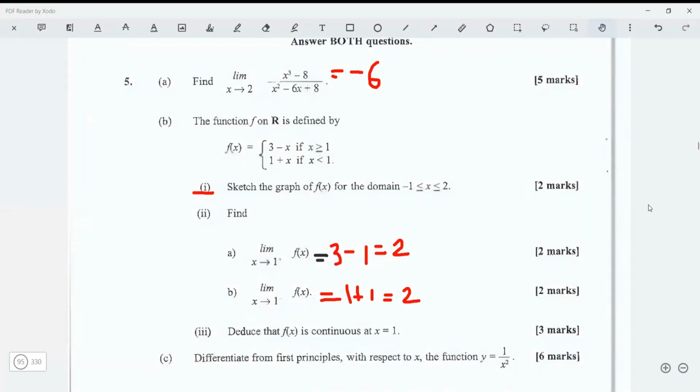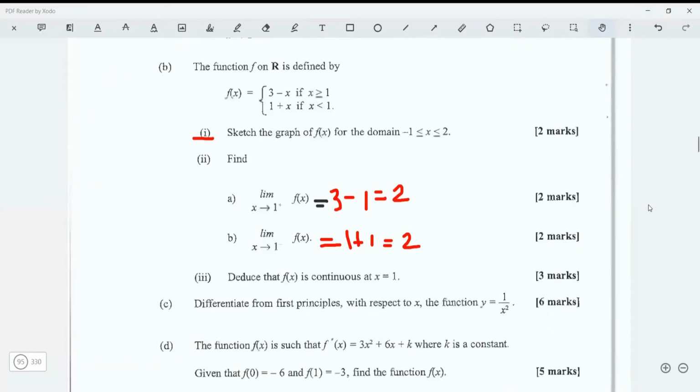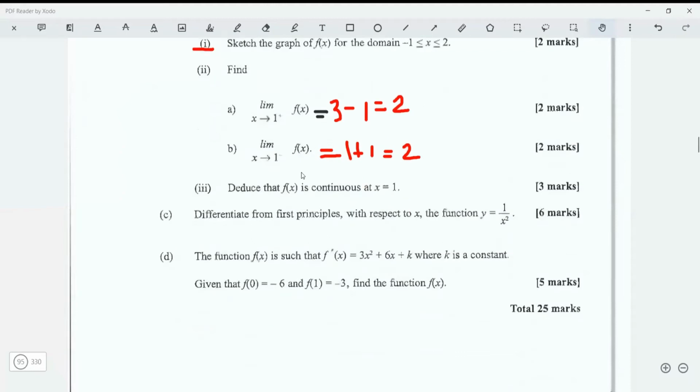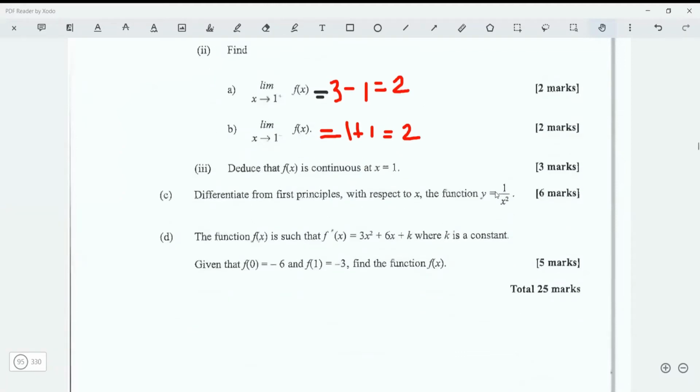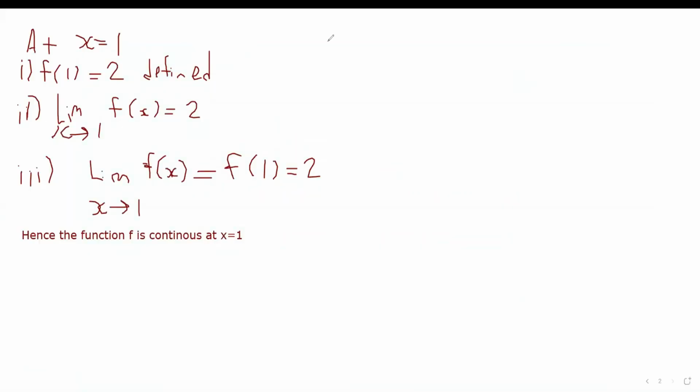The next thing now is that it says to differentiate from first principle with respect to x the function y equal 1 over x squared. So you have the function right here, y is equal to 1 over x squared. And we need to find out what is f prime of x from first principle.